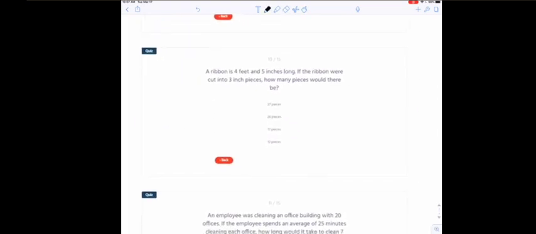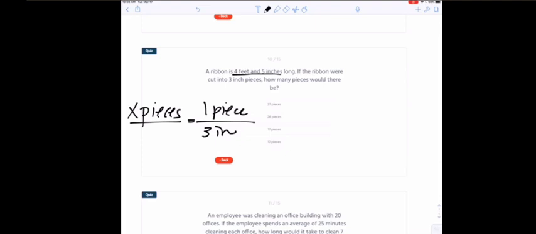It says, a ribbon is 4 feet and 5 inches long. If the ribbon were cut into 3-inch pieces, how many pieces would there be? So, we want to know the number of pieces. X pieces. 1 piece is 3 inches. Now, I can't just put 4 feet, 5 inches here, because this is not in feet and inches, it's just in inches. So I have to convert this to inches, the whole thing.